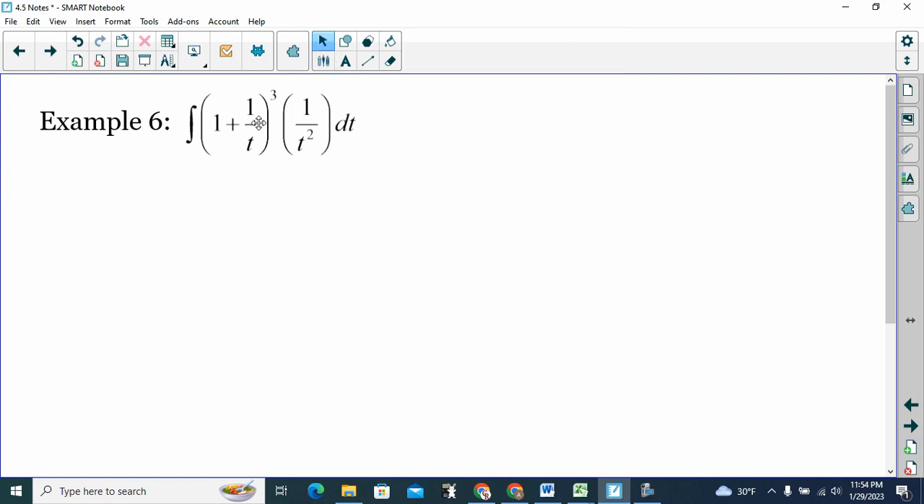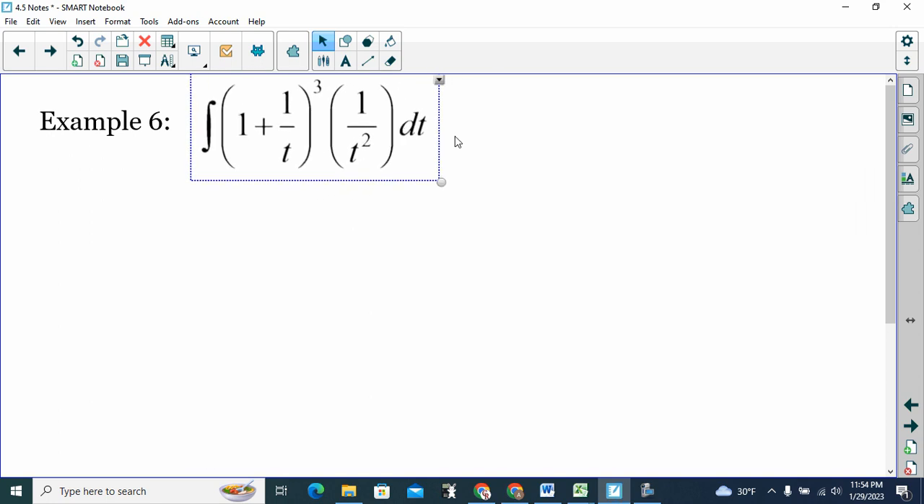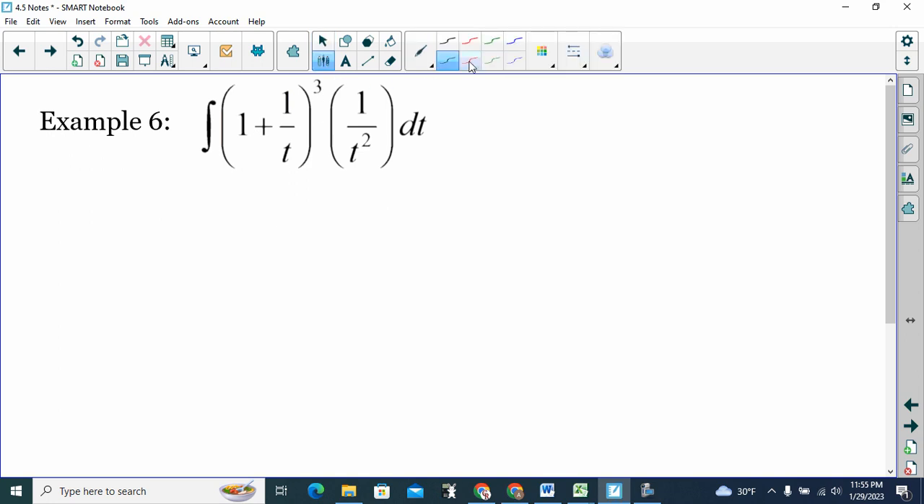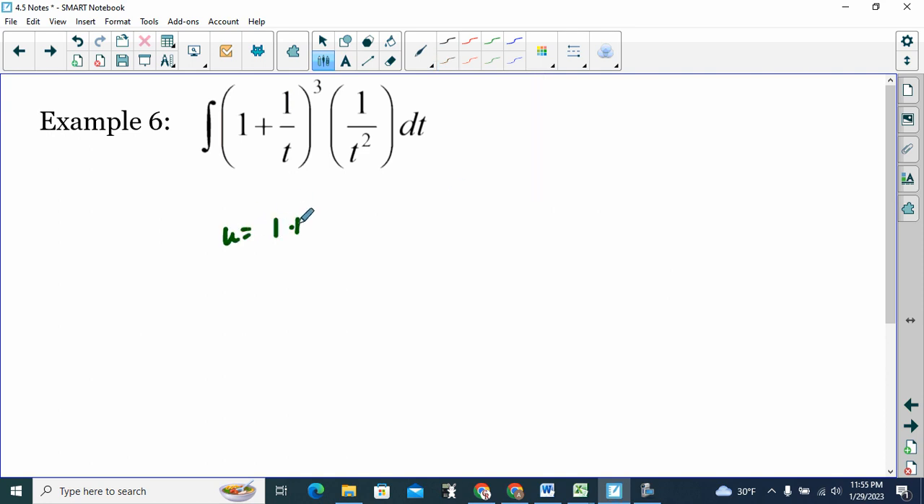Last one, example 6. The integral of that mess. 1 plus 1 over t all to the third times 1 over t squared dt. Because this is to the third, odds are good that that's going to be our u. So let's try that. Let's go with u is equal to 1 plus 1 over t. That's the same thing as 1 plus t to the negative first.